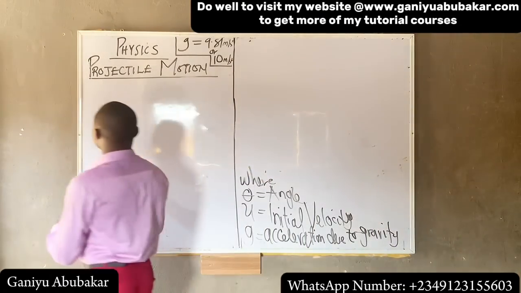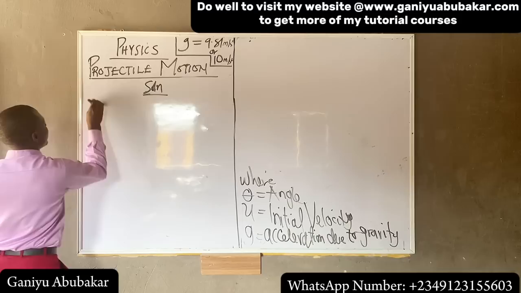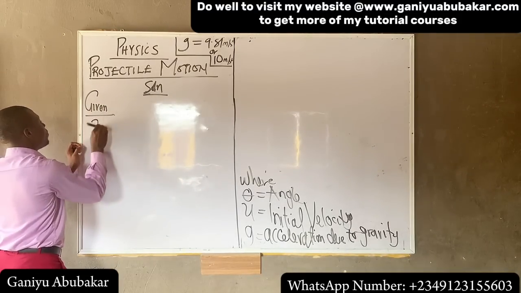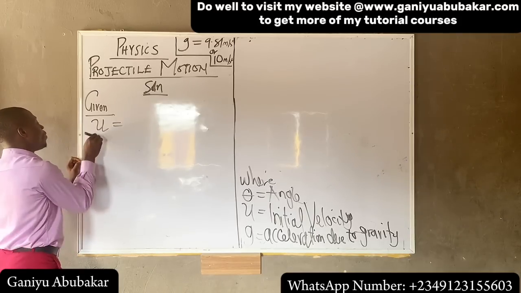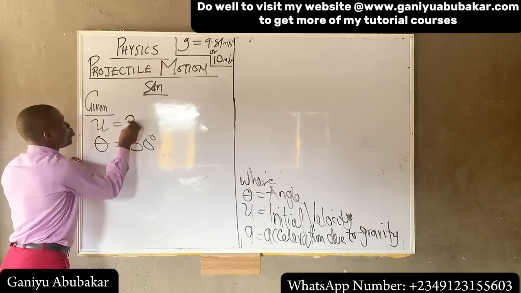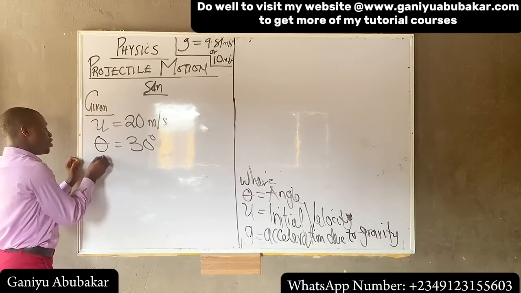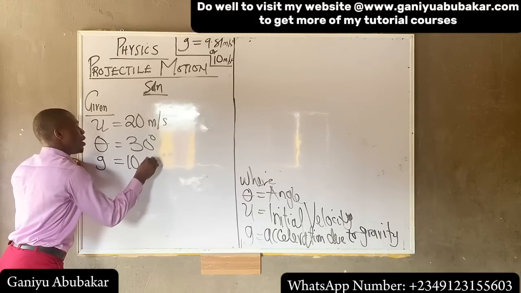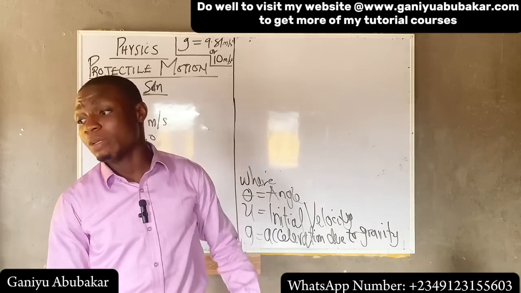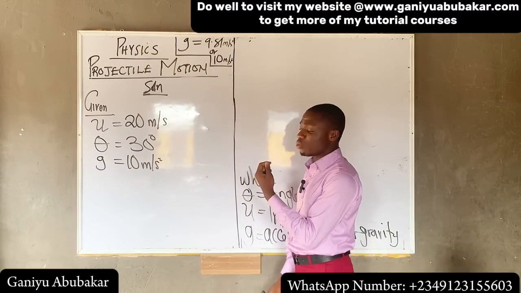So first is first, in the question, what am I given? Solution. Given: u, and theta is 30 degrees, and u is 20 meters per second. That's all, right? We know that g is 10 meter per second squared. But you can add to the question: take g as 10 meter per second squared.